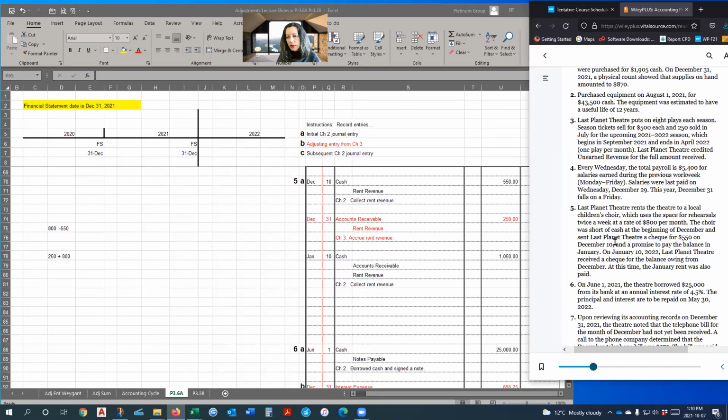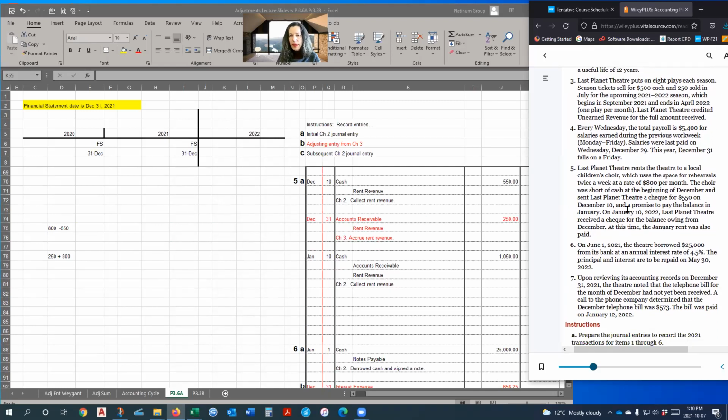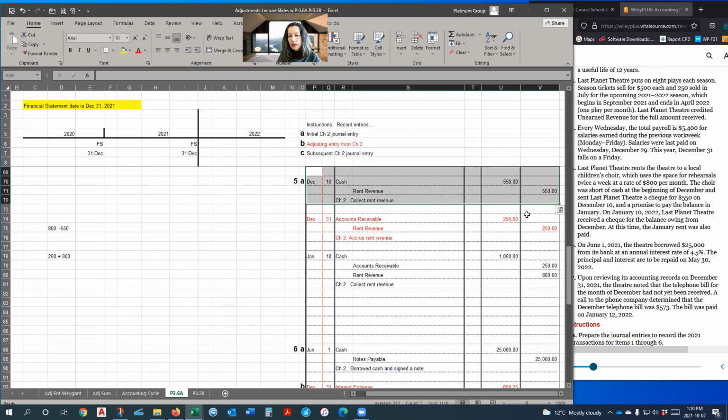Next, 5, they rent the theater. Okay, so on December the 10th, you can see right here, they received $550 worth of cash. Now, this is kind of interesting. Some people on December 10th would have debited accounts receivable right away, for the $250.